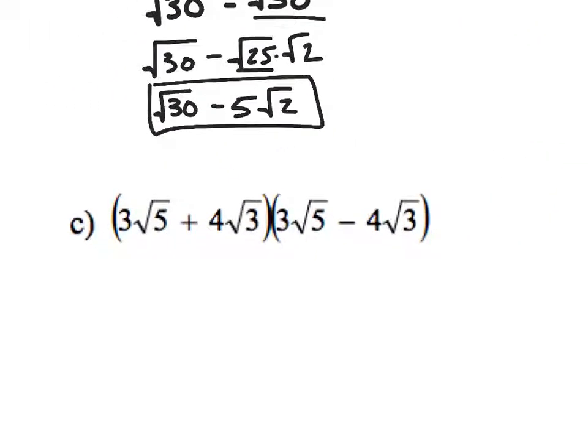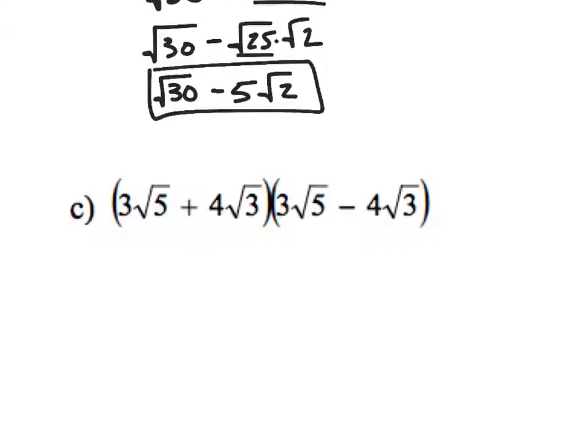Now this one's interesting. What I want you to notice about part C is that you've got 3 times the square root of 5 plus 4 times the square root of 3. That's one quantity, that's one binomial. Here, you've got 3 square root of 5 minus 4 square root of 3. Now, I want to see what we get out of this. I'm going to use the FOIL method.